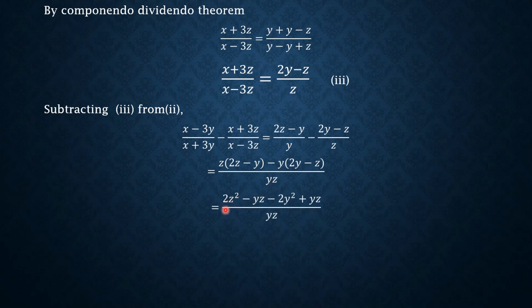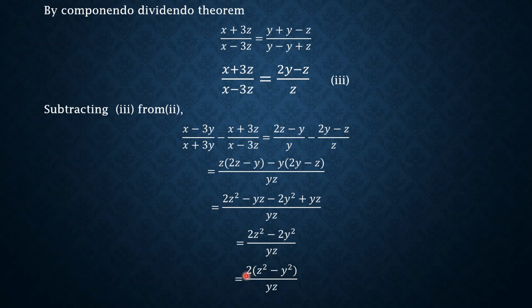Now after multiplication or opening the bracket, we will have 2z into 2z will give us 2z square, minus z into y gives us minus yz, minus y into 2y will give us 2y square, and minus into minus z will give us plus yz, divided by yz. Now this is equal to, after simplification, 2z square minus yz and plus yz will be cancelled by each other. So we have 2z square minus 2y square in numerator divided by yz.